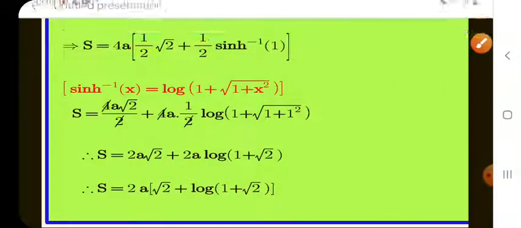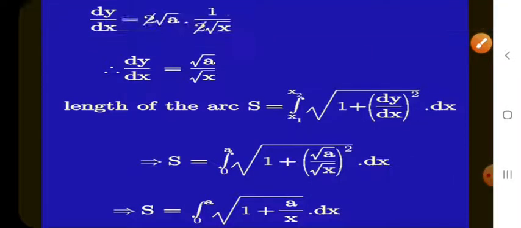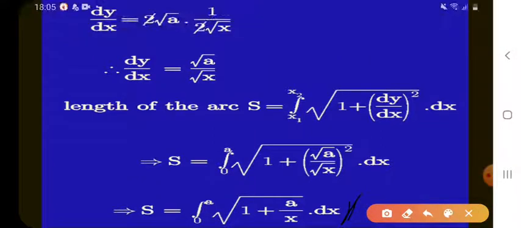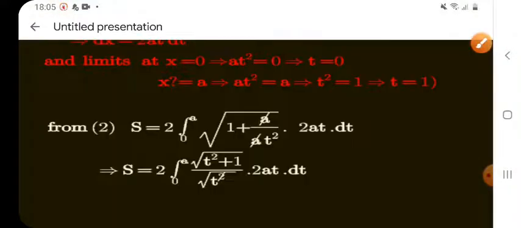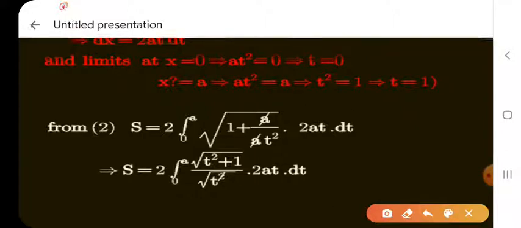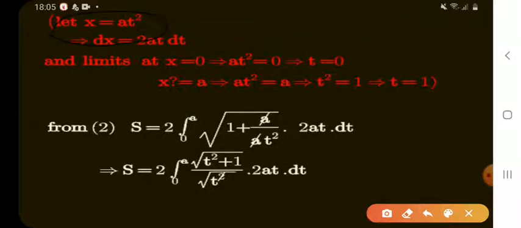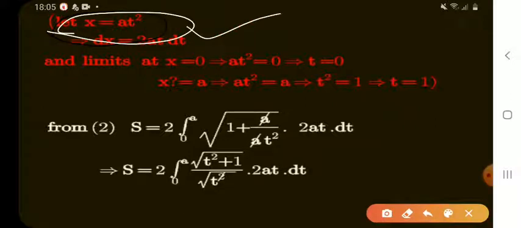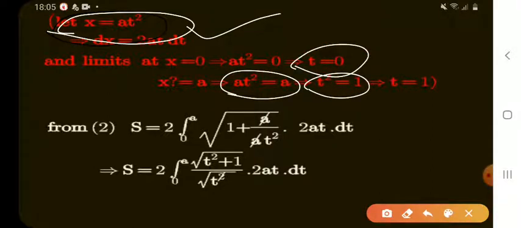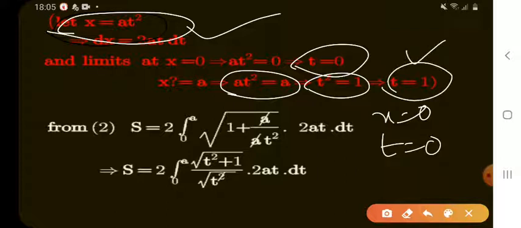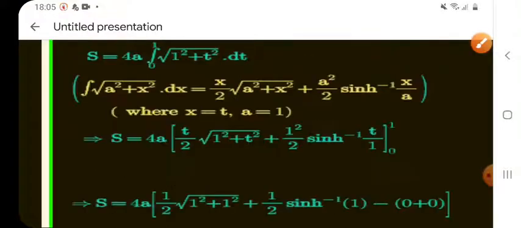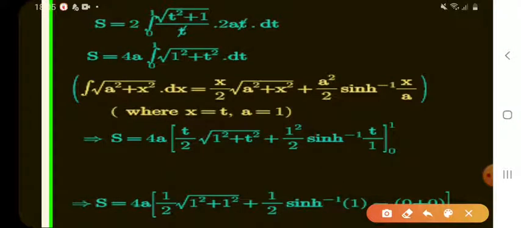Is it clear? Up to this line, no doubt, but here we let x equals a t square. We have to remember this one, okay? Let x equals a t square is the important thing, and we changed the limits also. At x equals 0, the value of t is 0. At x equals a, the value of t is 1. So we get 0 to 1.